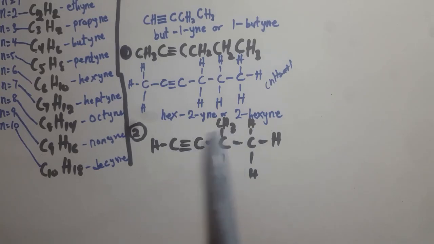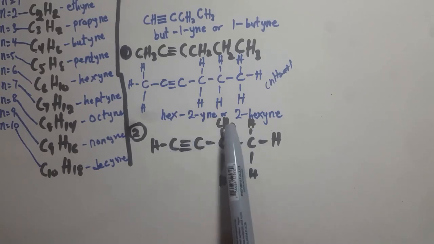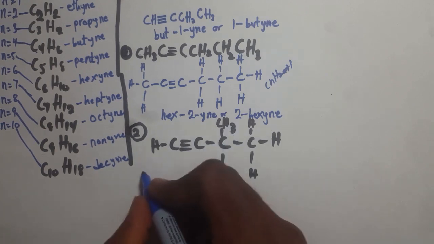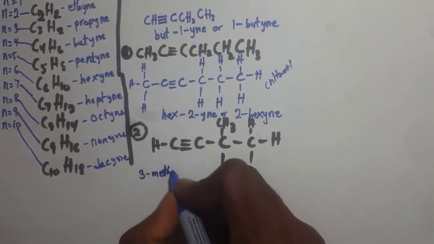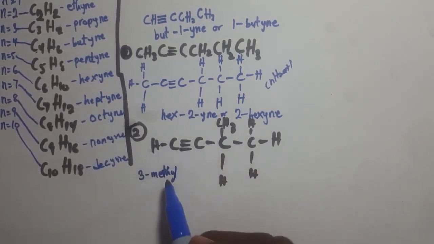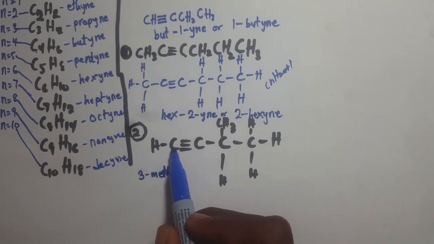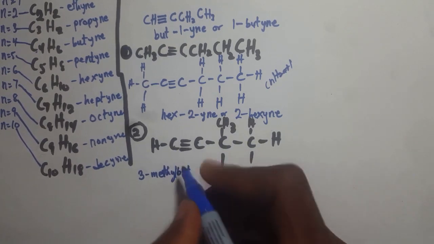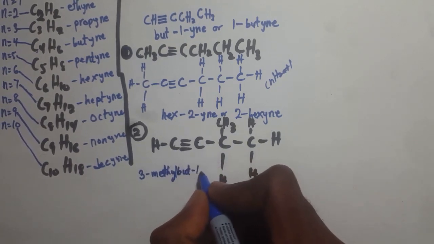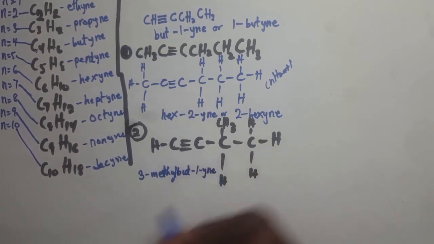So to know the position of the alkyl group, you now count 1, 2, 3. Since the alkyl group is on the third carbon, we are going to call it 3-methyl. Then you count the number of carbons, the longest chain, 1, 2, 3, 4. 3-methyl but-1-ine. So that is the correct name, 3-methylbut-1-yne.